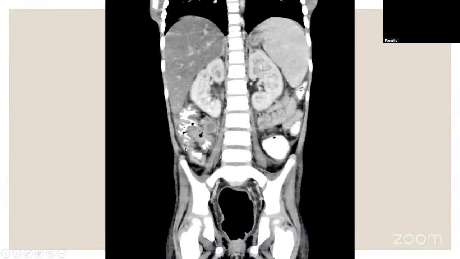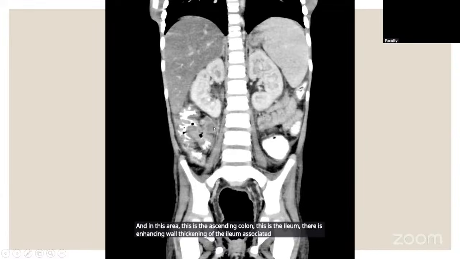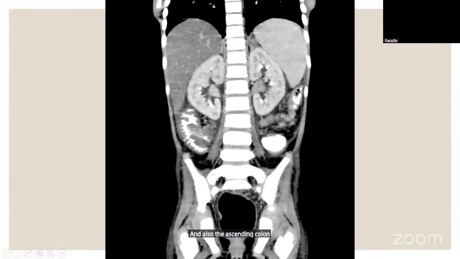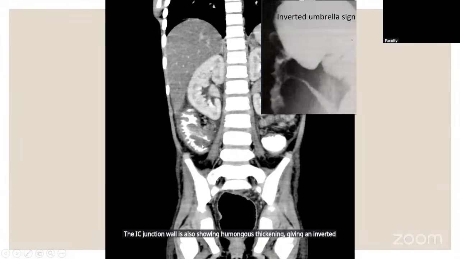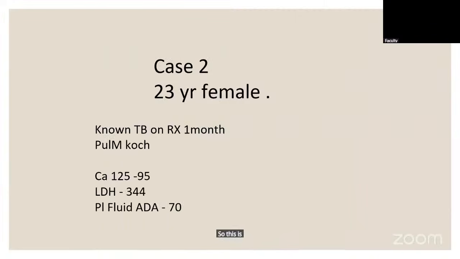In this area, this is the ascending colon, this is the ileum. There is enhancing wall thickening of the ileum associated with an adjacent necrotic lymph node, and the ascending colon is also showing wall thickening. The IC junction wall is also showing humongous thickening, giving an inverted umbrella appearance. So this is classical TB.